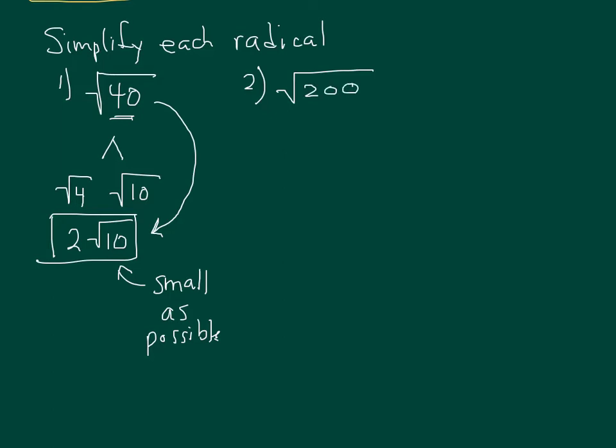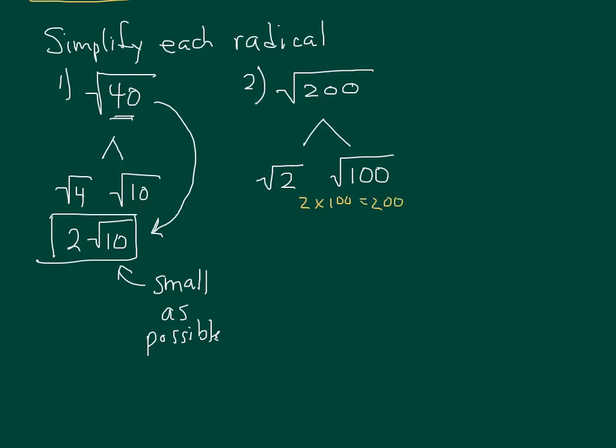Again, what we're going to do is try and find any perfect squares that go into 200. And I can see right away that the square root of 200 is the same thing as the square root of 2 times the square root of 100. Because again, what is 2 times 100? 2 times 100 is 200.